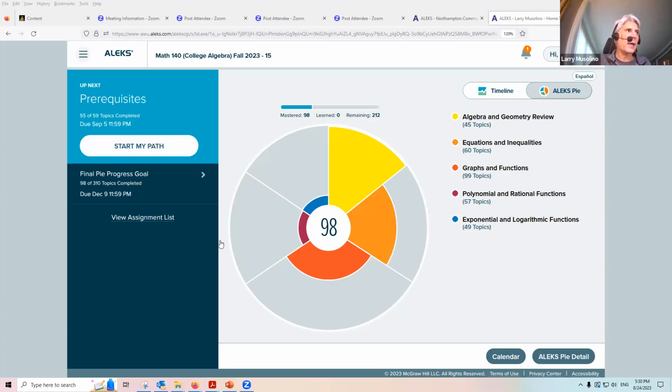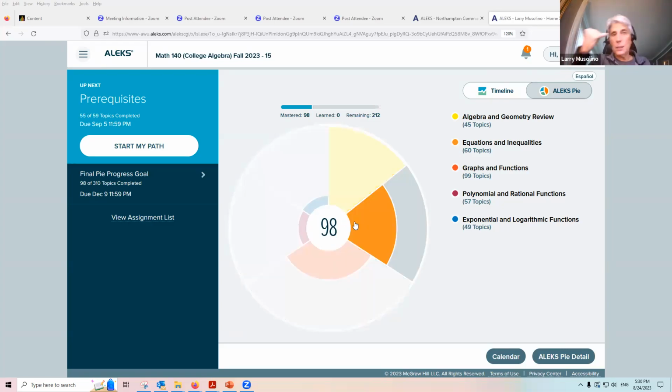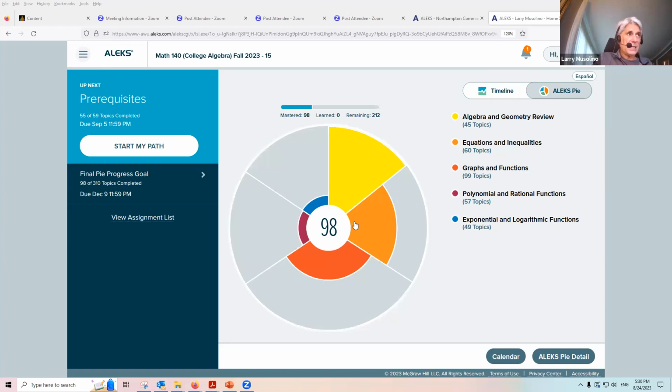So if I click on that, and by the way, this is the ALEKS Pie showing, for example, here that I've completed about 98 topics out of about 300. So there's a little more than 200 topics left in my pie. So this pie chart is always going to give you a sense of where you stand in terms of progress.